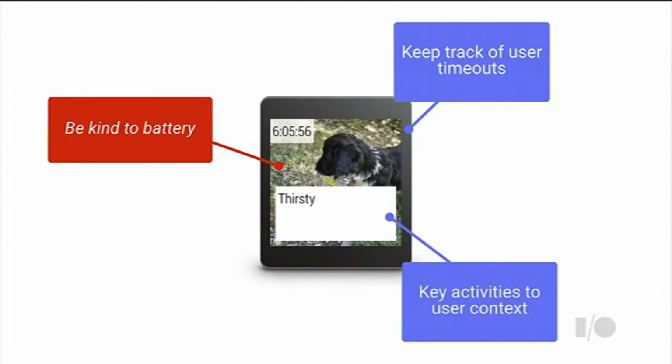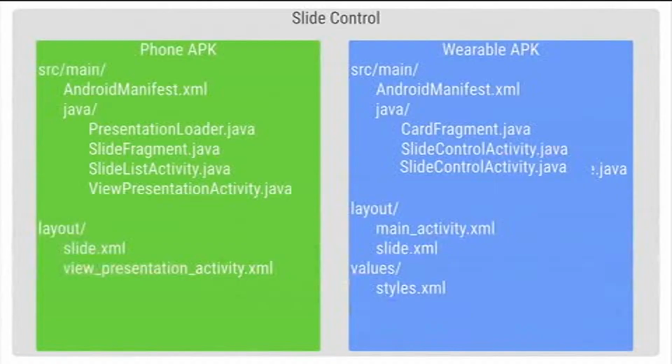We also want to key activities to a user's context. So remember, with presentation listener service, when the user's finished viewing the slideshow on their phone, we remove the notification. Similarly, when the user's finished viewing the slideshow on their phone, we also want to exit this activity if it's running. And the final note is to watch out for wake locks. It's very important on wearables with the smaller battery capacity to just really be cognizant of your user's batteries.